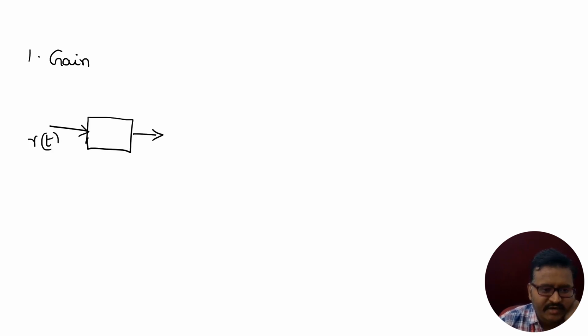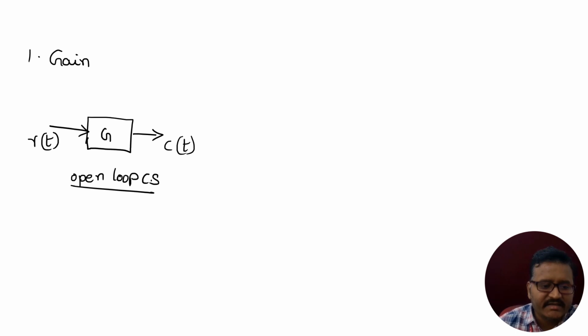As we know, control systems are classified into open loop. So open loop is like this. We have a plant, the reference input R of t and the controlled output C of t. In between we have an open loop gain of G. So for an open loop system, its gain is G.